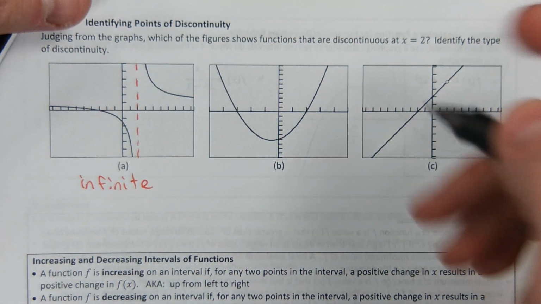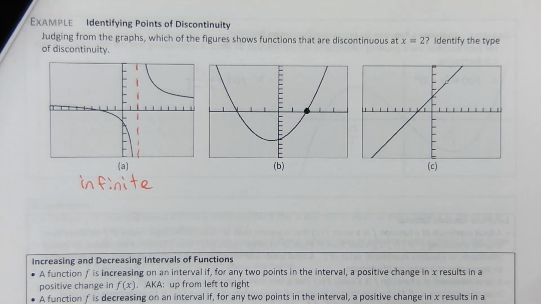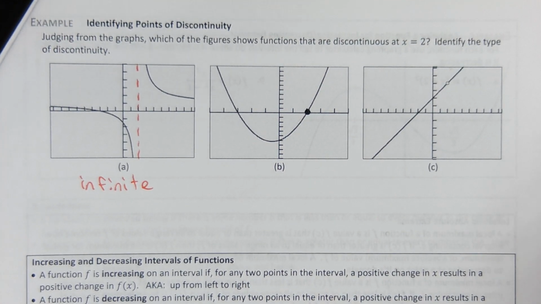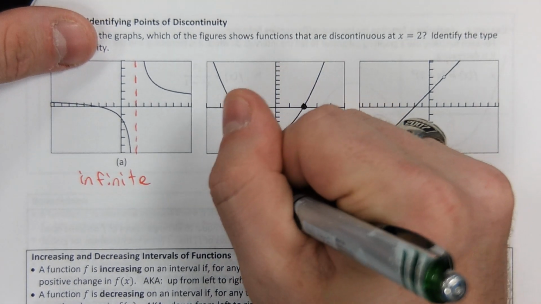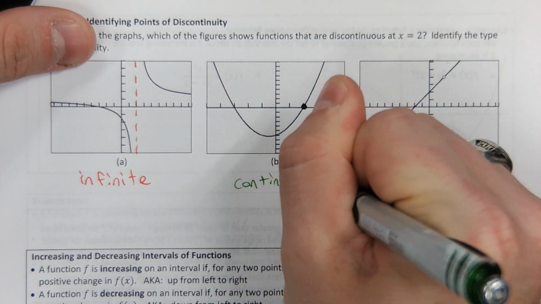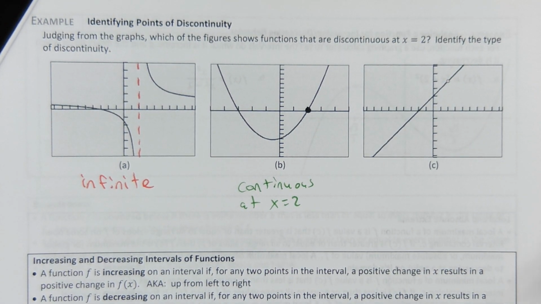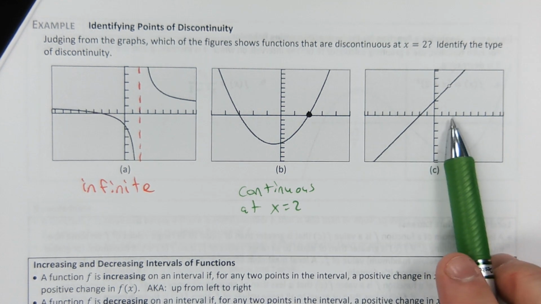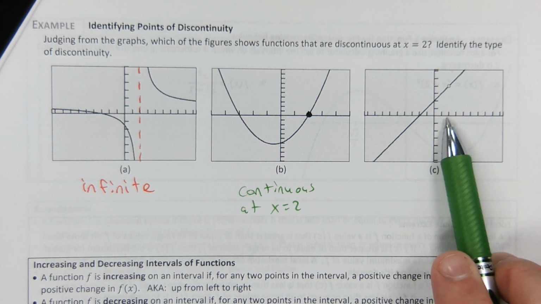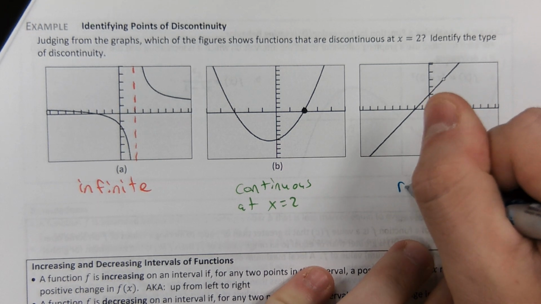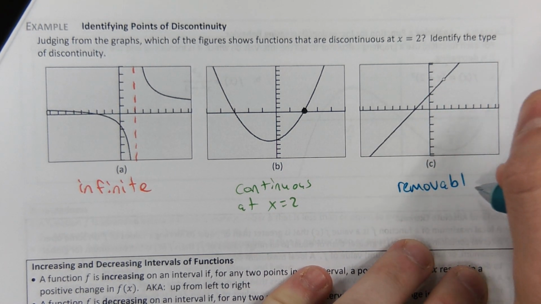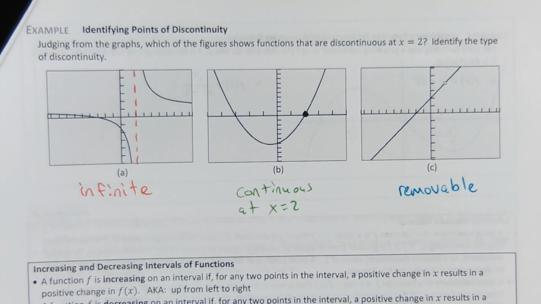Here is x equals 2. So as a class, does it have a discontinuity there? No, it's continuous at x equals 2. And lastly, here, does this graph have a discontinuity at x equals 2? Yes, it does. What kind? Removable. There's a hole in my graph. All right, removable discontinuity at x equals 2. And there it is.